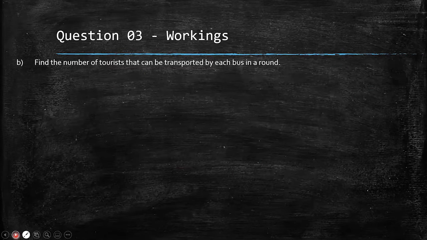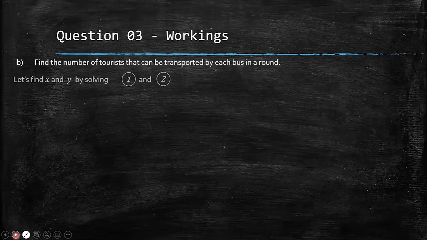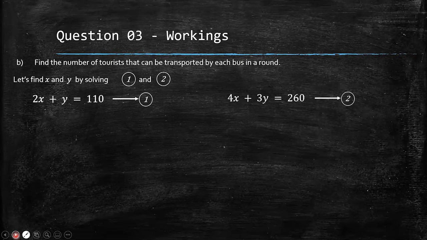Find the number of tourists that can be transported by each bus in a round. That means we need to find x and y using the two simultaneous equations. So let's find x and y by solving 1 and 2. This will be our 1, which is 2x plus y equals 110. And our second equation is 4x plus 3y is equal to 260.